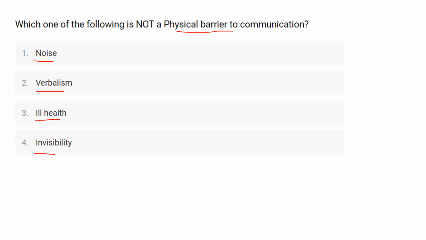The physical barrier is an environmental or natural condition. They act as a barrier in the communication in sending the message from the sender to the receiver. The noise, overload of information, distance, time, invisibility, ill health, all these are examples of the physical barrier. When messages are sent by the sender, physical barriers like a door, wall, distance do not let the communication become effective, and the barriers are less if the proximity of the sender and the receiver is high and fewer technologies are required. So the correct answer for this question will be option number 2, that is verbalism is not a physical barrier to the communication.